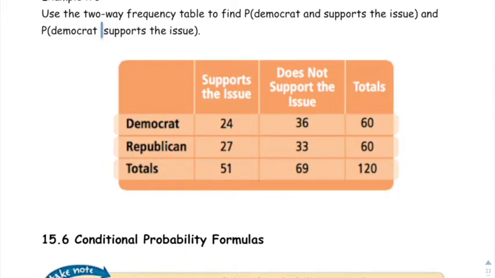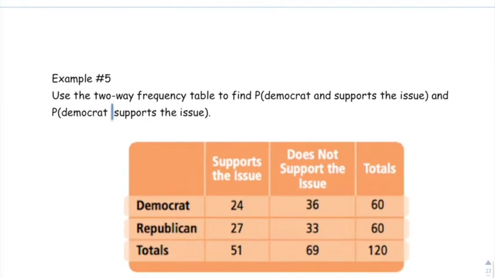All right, use the two-way frequency table to find the probability of a Democrat and supports the issue, and then we're going to find the probability of a Democrat given that they support the issue. These are two different things. For this first one, there are 120 people total, and we're only going to look at Democrats who support the issue, and that's about 24 out of that. That's about 20% once you do the math.